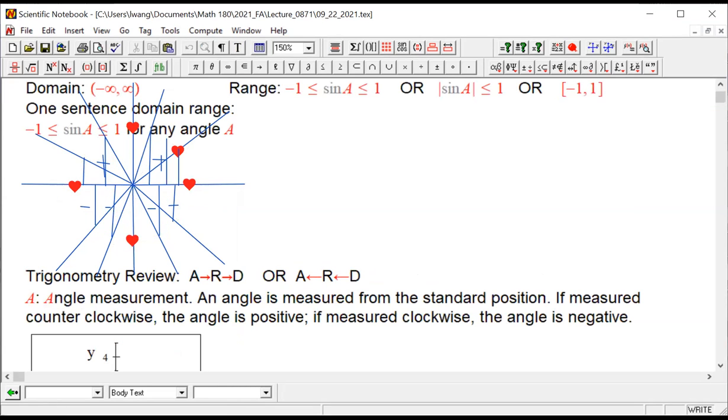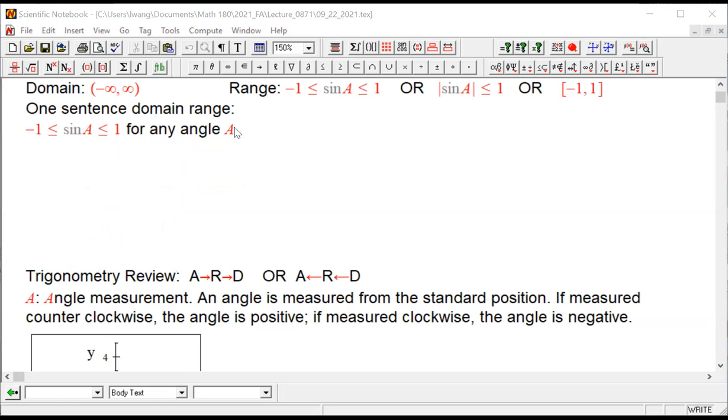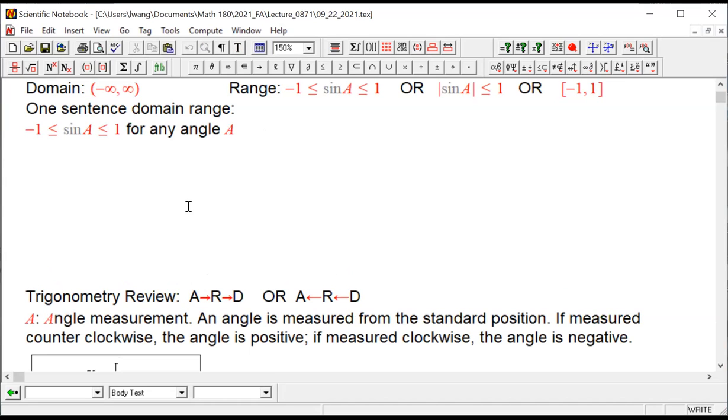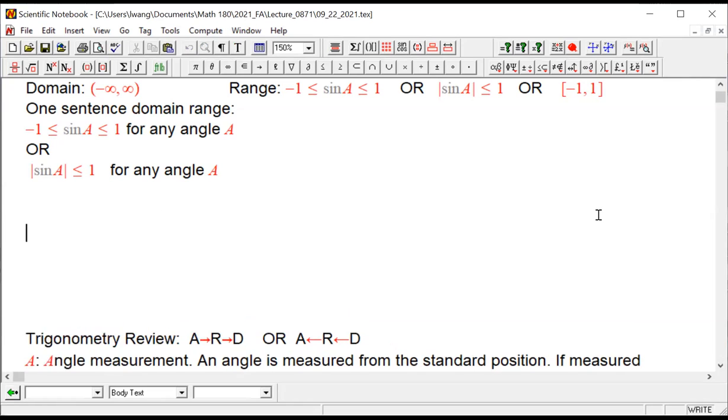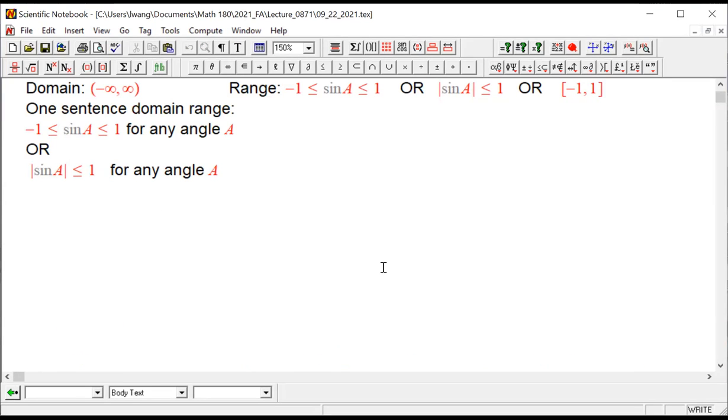Okay, so let me clean this up. Did I clean this up? This is one sentence, okay? And the other one, I want you to write them down because you will be quizzed on these often, probably more than once. Domain, range. Any questions? Any questions?